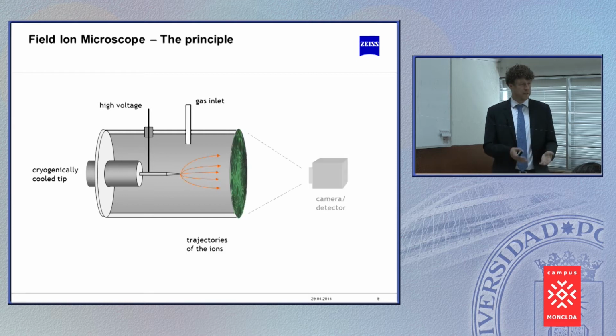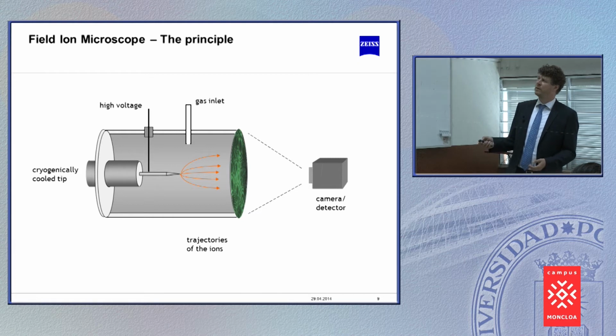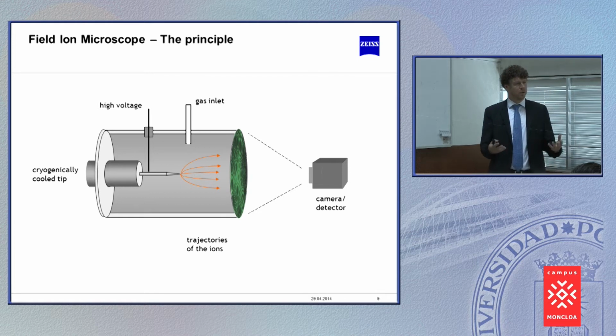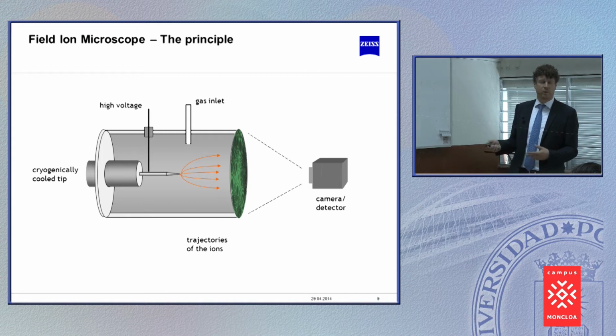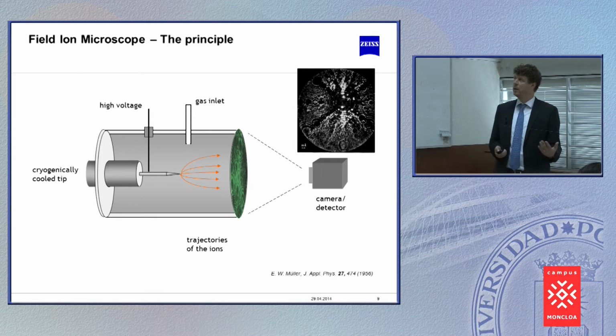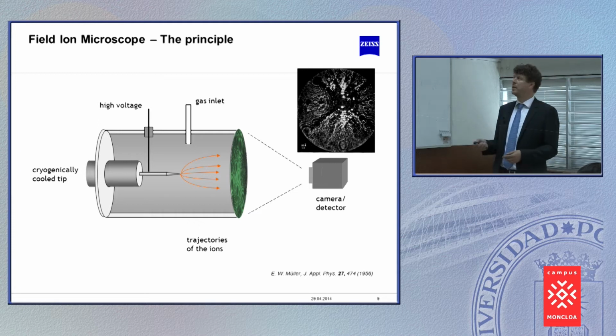Then you've got gas. Okay, we use helium. And in the front of the tip, the gas will be ionized and will be attracted to the screen. That's because it's a viewing screen that will cause an image, and you can record this image with a camera. And this is how the first image of Erwin Müller looked like.